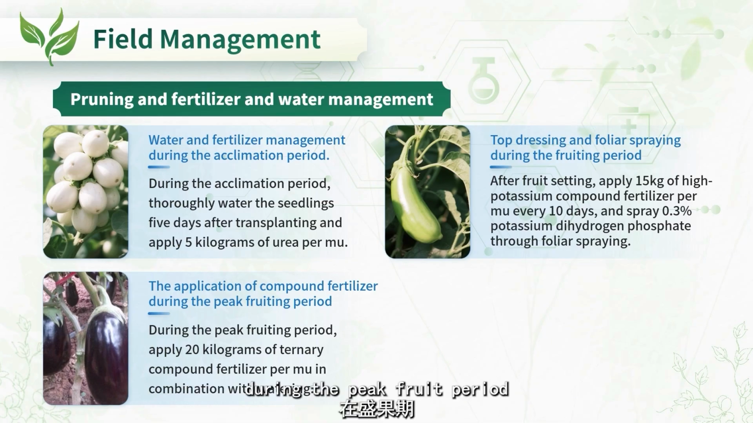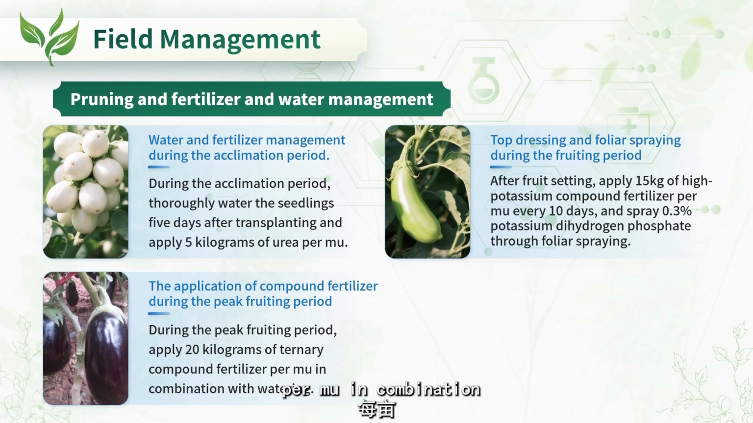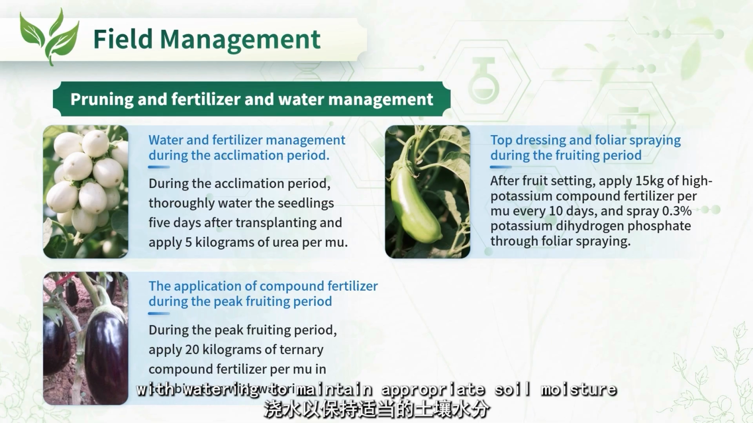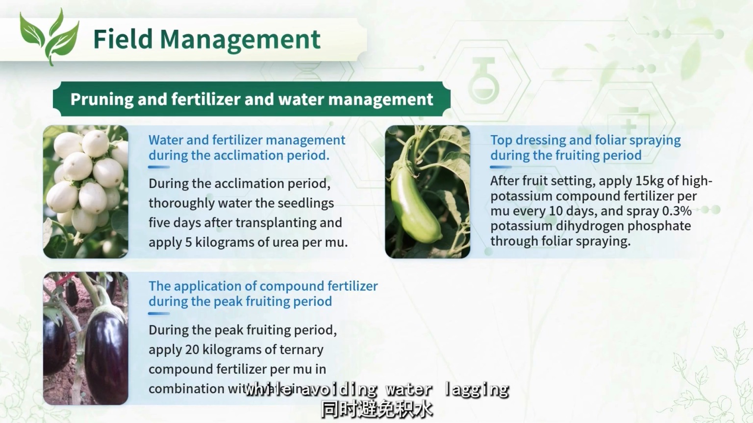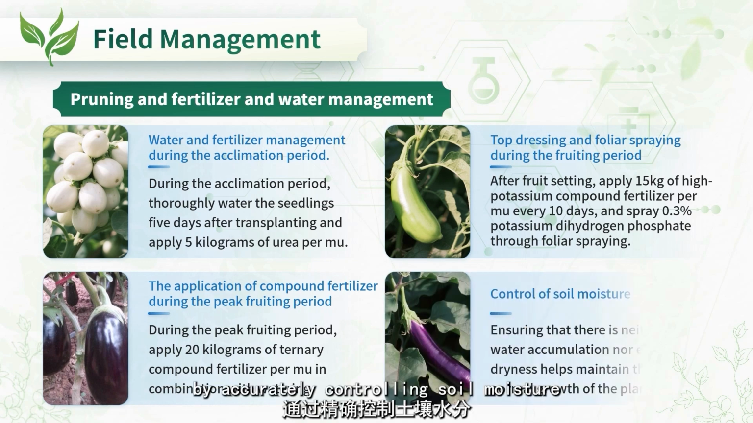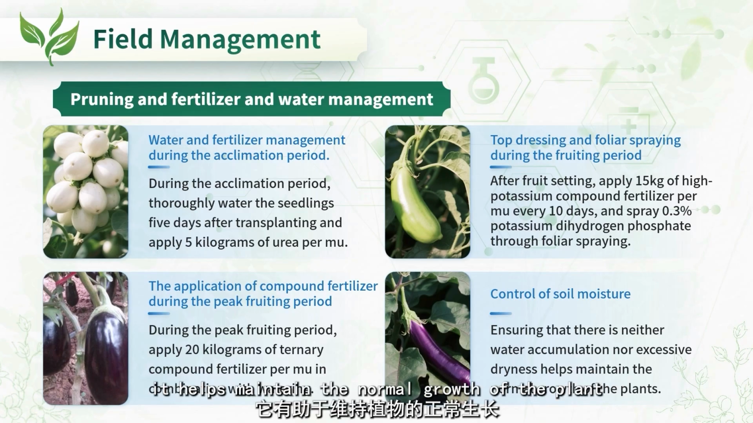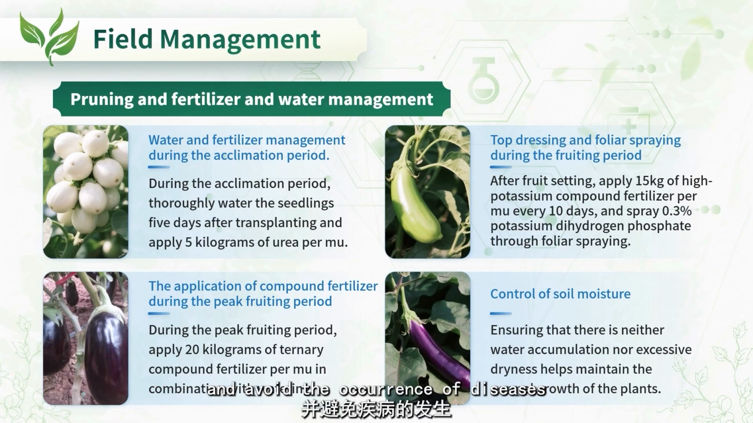During the peak fruit period, apply 20 kg of ternary compound fertilizer per mu in combination with watering to maintain appropriate soil moisture while avoiding waterlogging and ensuring the continuous healthy growth of the crop. By accurately controlling soil moisture, ensuring neither waterlogging nor excessive dryness, it helps maintain the normal growth of the plant and avoid the occurrence of diseases.